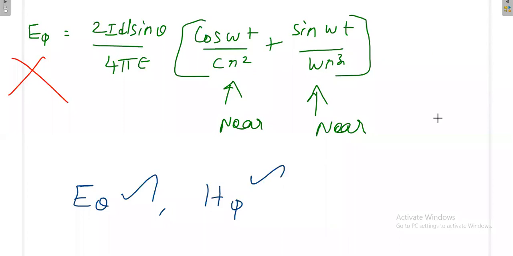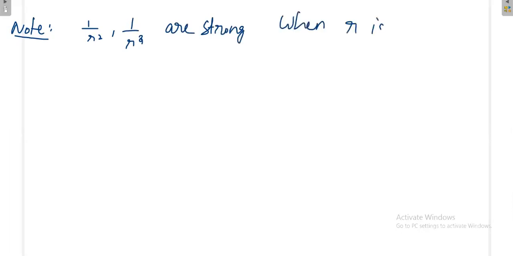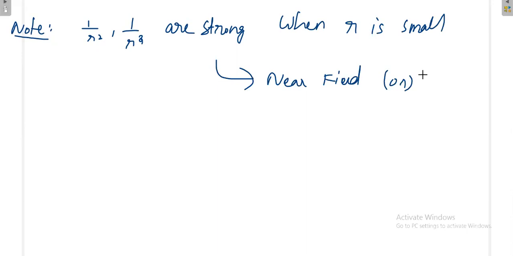I'll write further. You take some note. So what is important here? 1 by r square and 1 by r cube are strong. They produce very high values when r is small. R is small, so that's why this is called the near field. Another name for near field is induction field or reactive field.